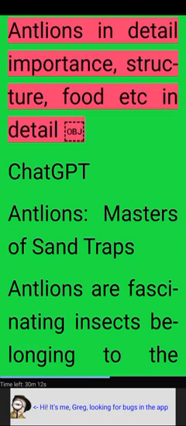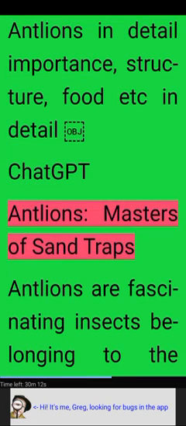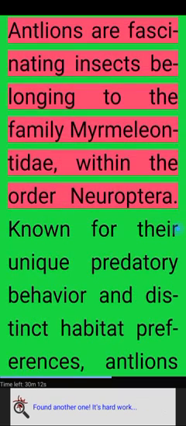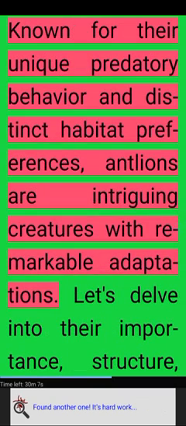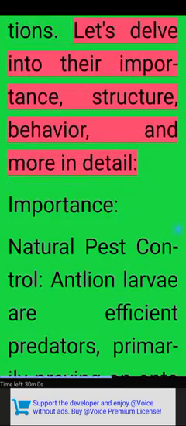Antlions in detail. Importance, structure, food, etc. In detail. ChatGPT. Antlions, masters of sand traps. Antlions are fascinating insects belonging to the family Myrmeleontidae, within the order Neuroptera. Known for their unique predatory behavior and distinct habitat preferences, antlions are intriguing creatures with remarkable adaptations. Let's delve into their importance, structure, behavior, and more in detail.